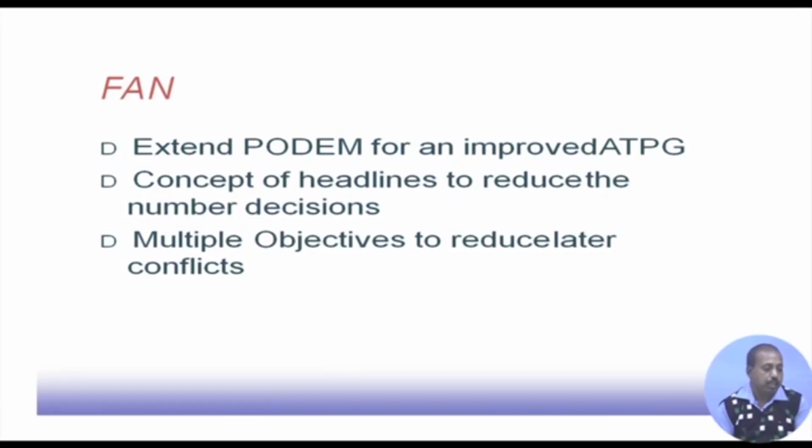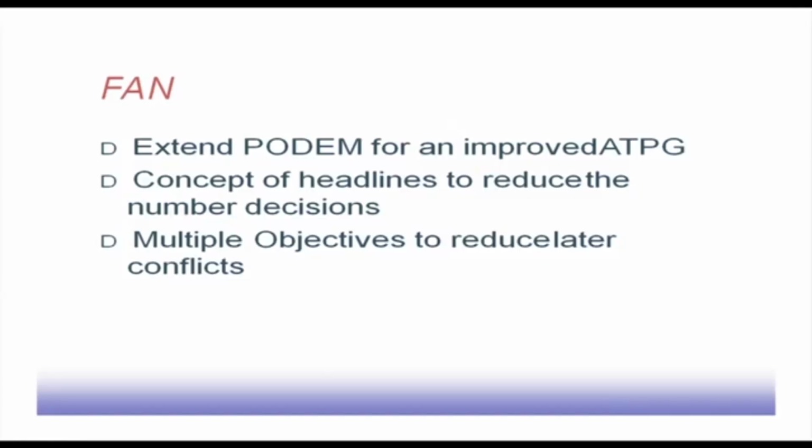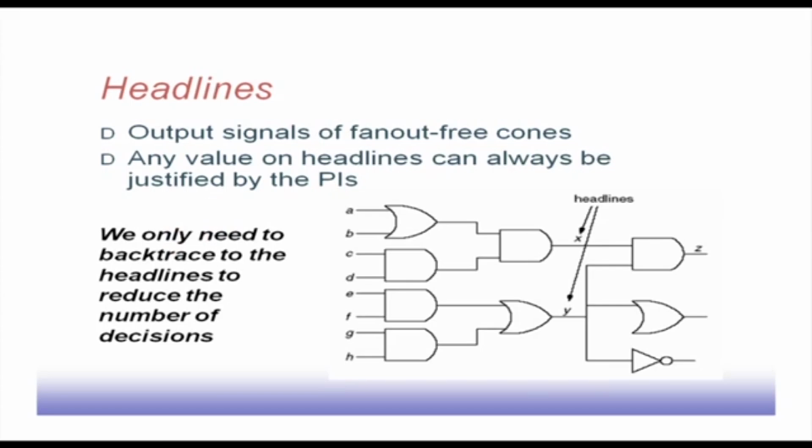Another thing is that multiple objectives will be pursued simultaneously, because if we pursue one objective, it sets some of the primary inputs to some value. Later on, we have to pursue some other objective, and that may give rise to conflict. So, if we can pursue more than one objective simultaneously, then the possibility of conflicts is less. So, these two are the extensions in the FAN algorithm compared to PODEM.